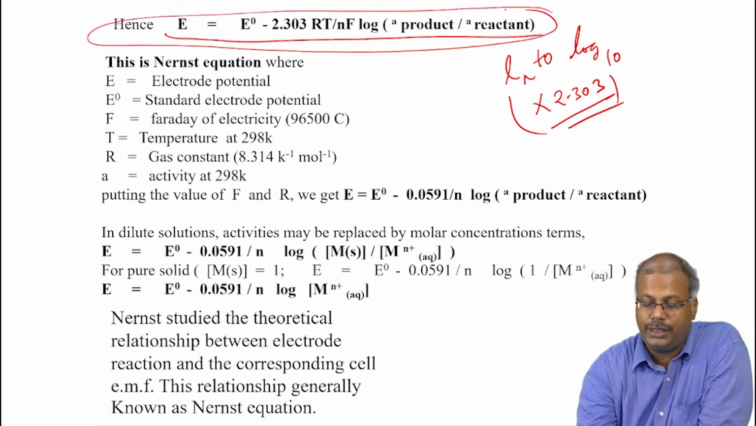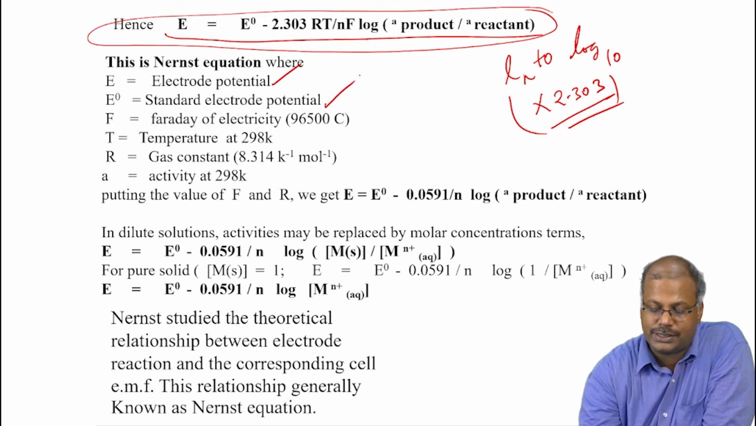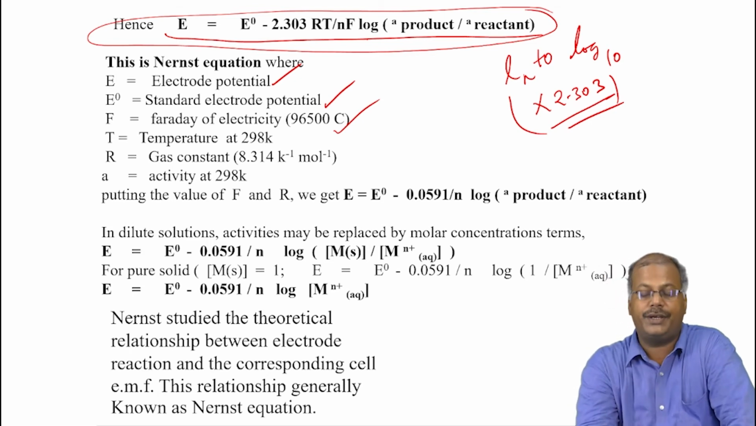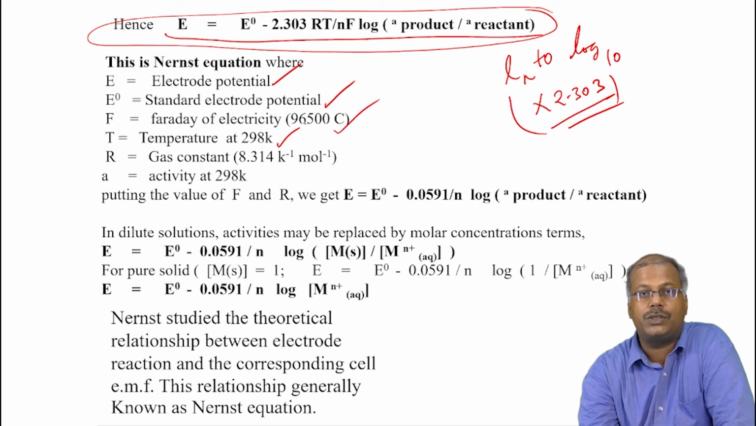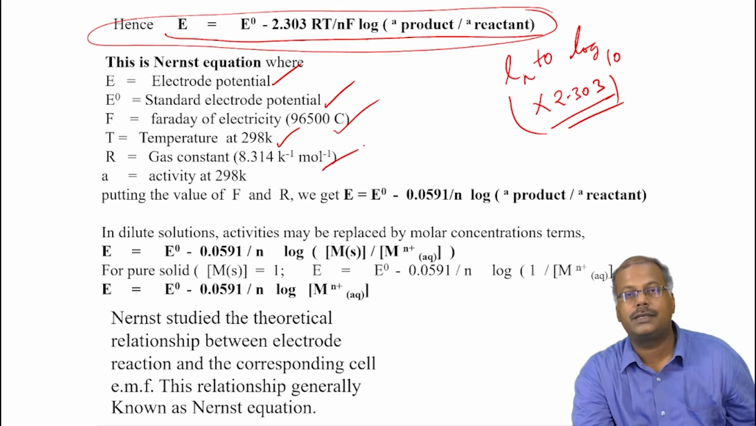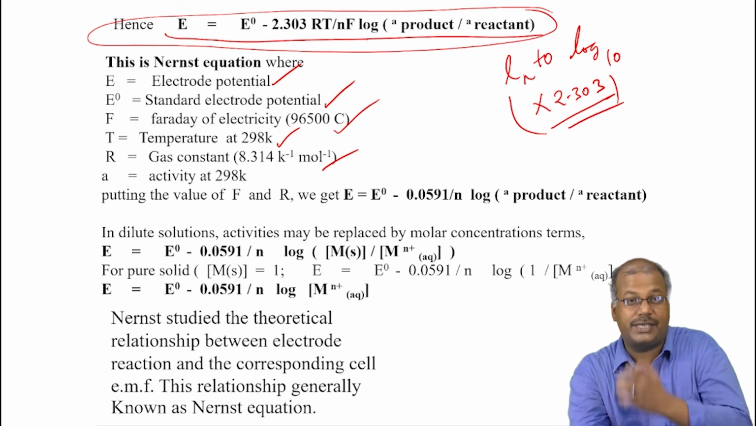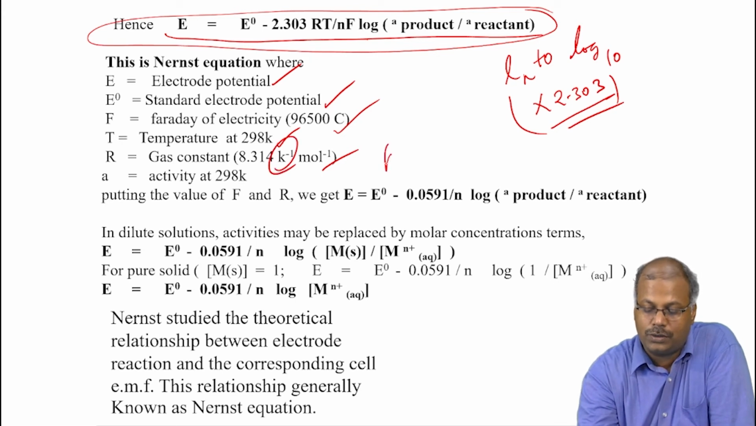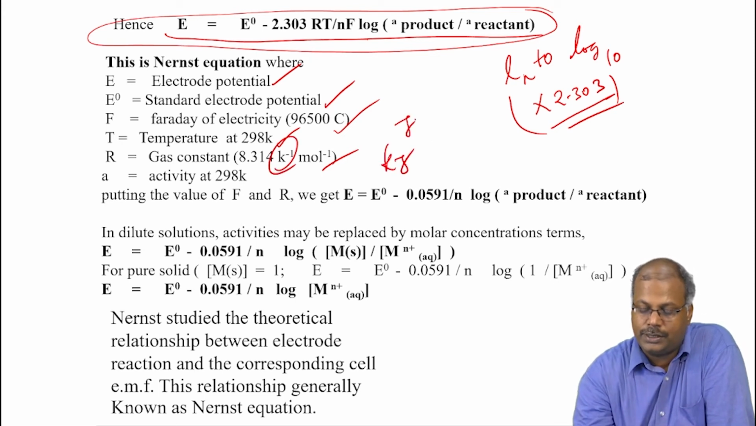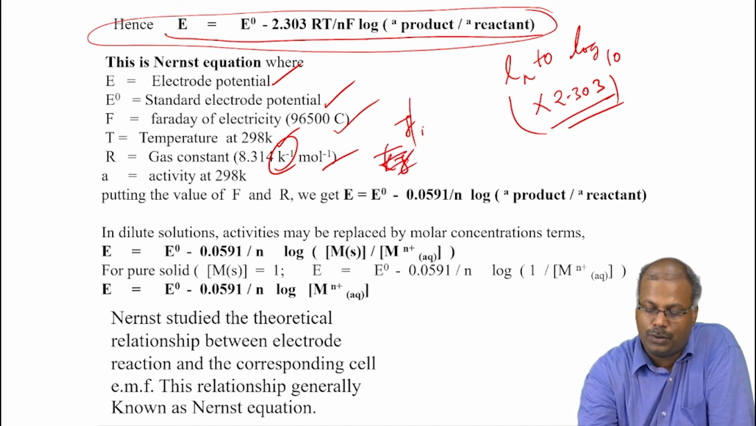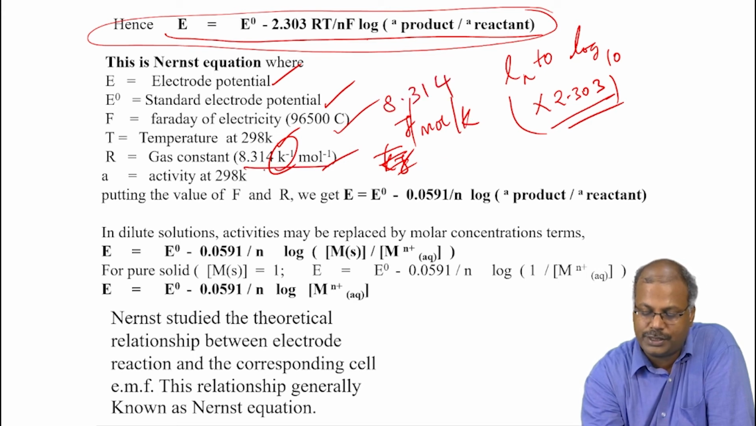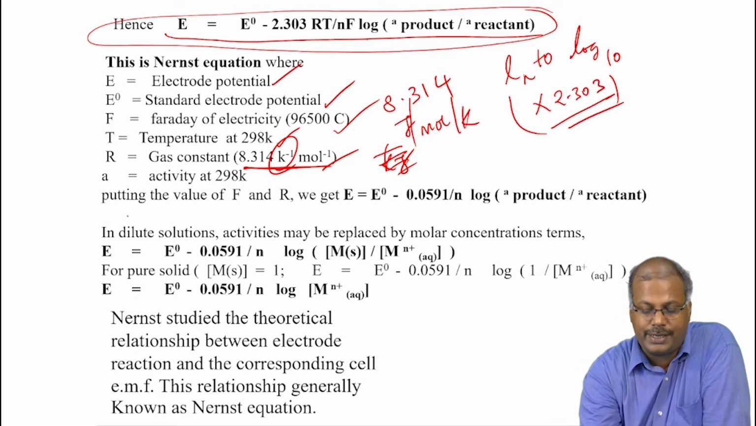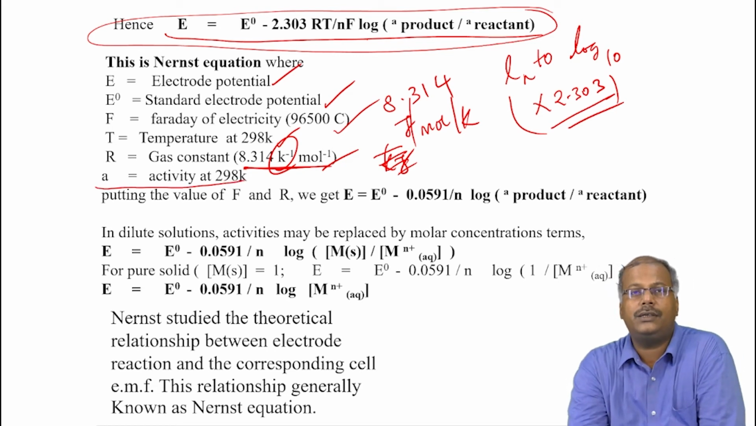Capital E is the electrode potential, E naught is the standard electrode potential, F is the Faraday of electricity, which is nothing but 96,500 coulombs. Capital T is the temperature, 298 Kelvin, standard temperature. Capital R is the gas constant, 8.314, not kilojoules but joules per mole per Kelvin. A is activity, which is nothing but concentration related, at 298 Kelvin.